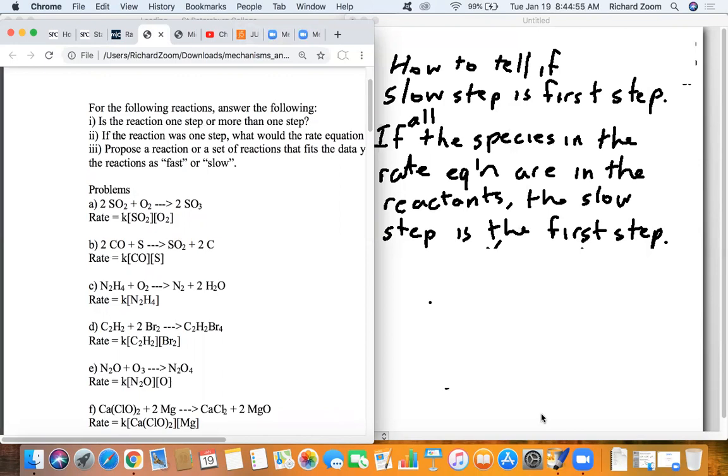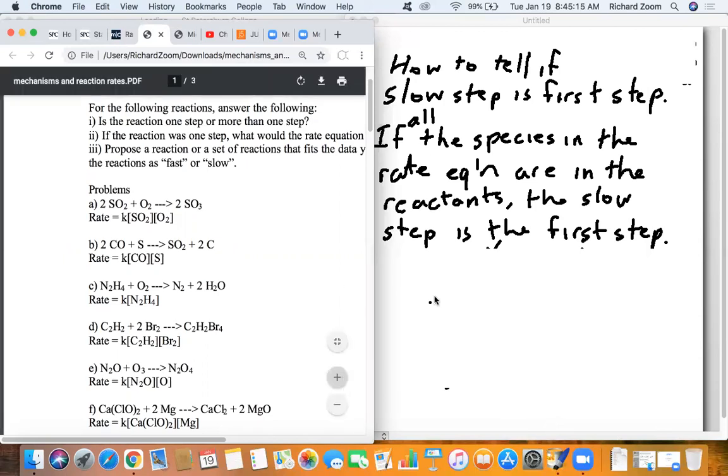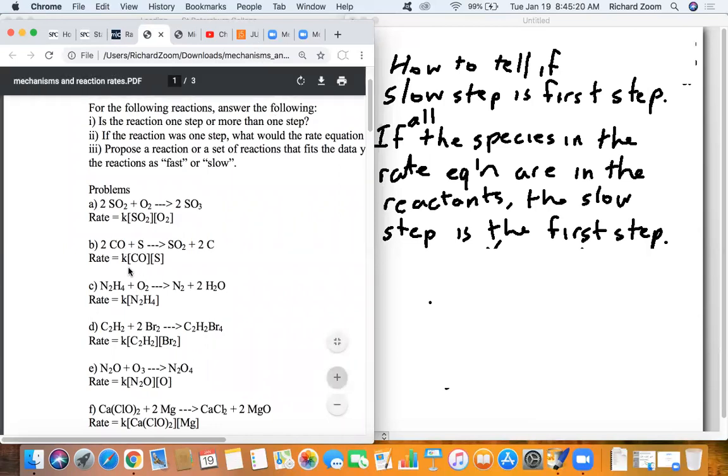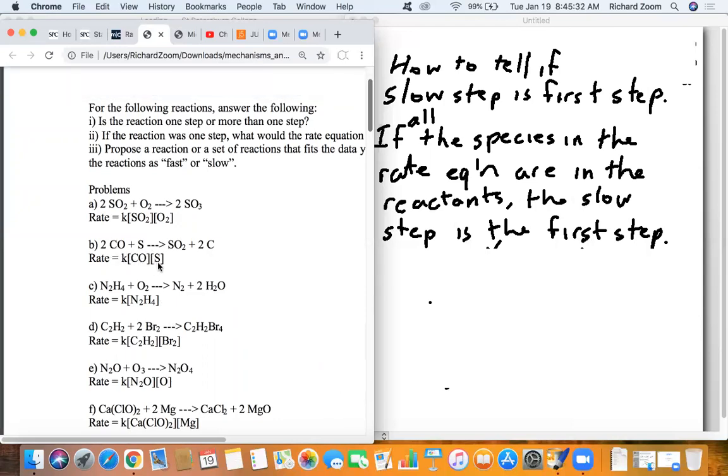All right, so I have a few people saying yes and a few people saying no. Or more people saying no now. All right, I'm going to end the poll here. It looks like 19 people say yes, 7 people say no. The answer is actually yes. The slow step is the first step. We're looking at B here. So what I'm saying here is you look at the rate equation. If all the species in the rate equation are in the reactants, the slow step is the first step. So I'm looking at the CO. CO is a reactant. S is a reactant. So the slow step is the first step.